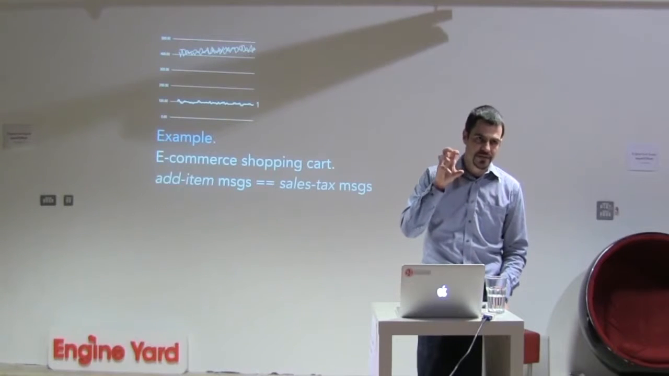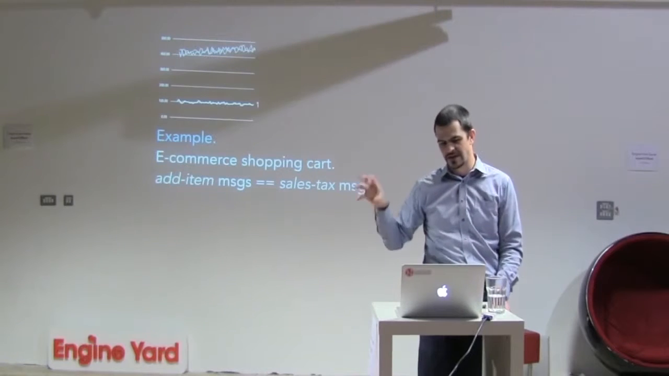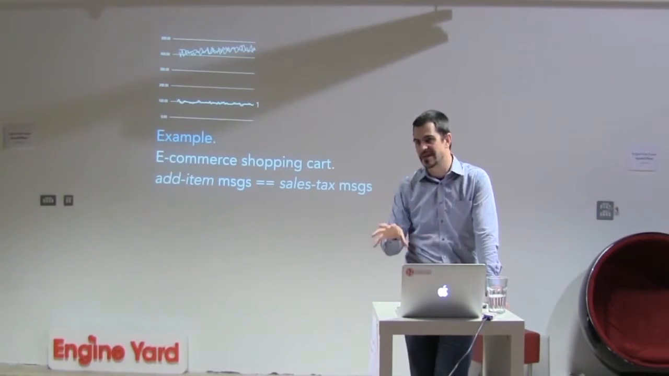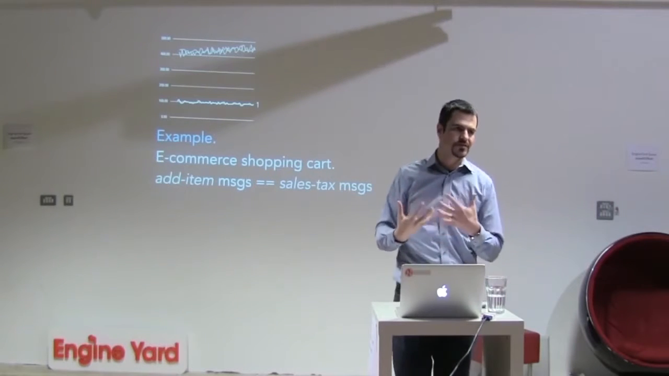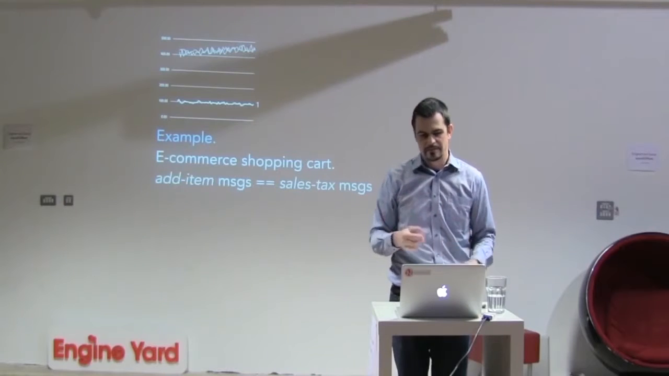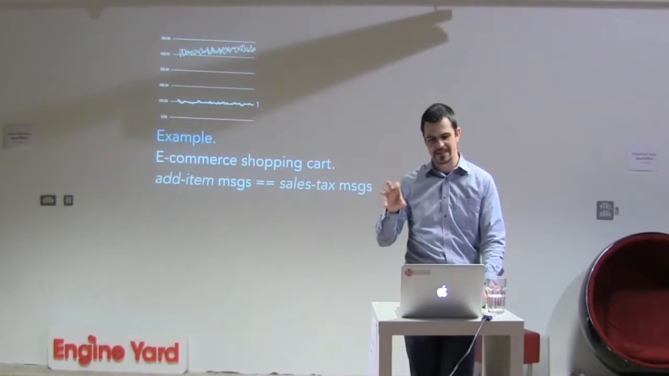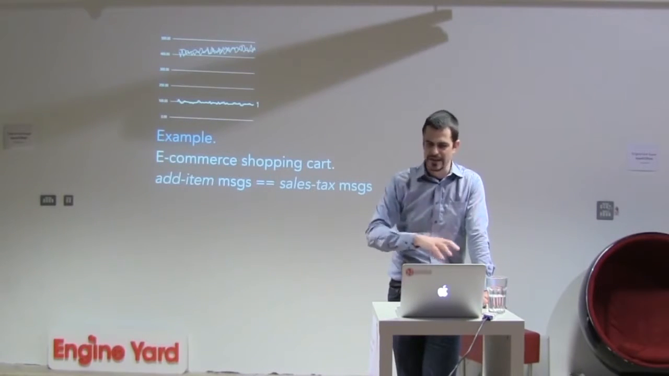And I know that the invariant in my system is that when I have an add item message, I also have a sales tax message. The count of the messages should be the same. But of course, because of network latency and all sorts of other things, they aren't going to match exactly. And if you trace the number of add item messages and the number of sales tax messages, they're sort of going to correlate, but then you have trends.